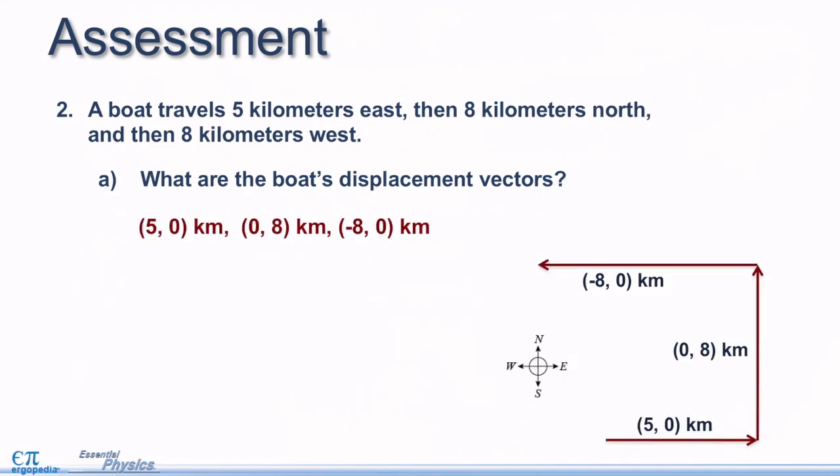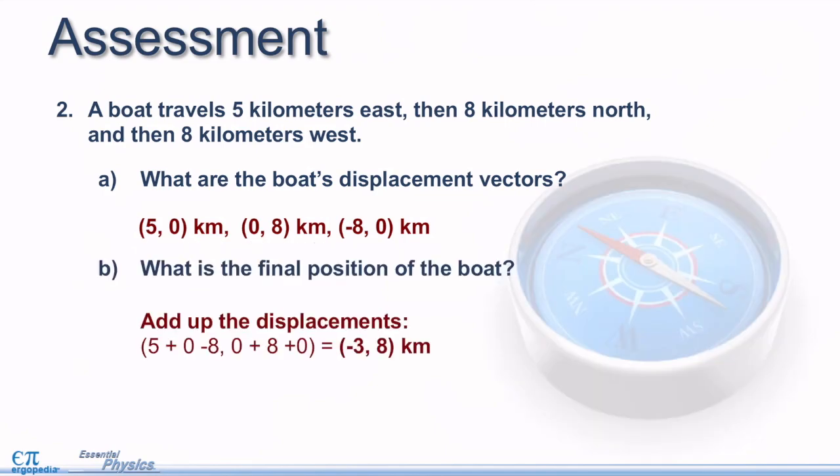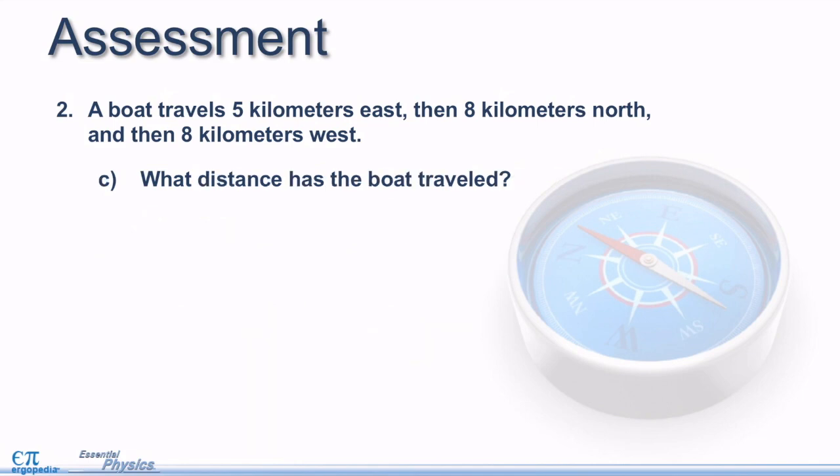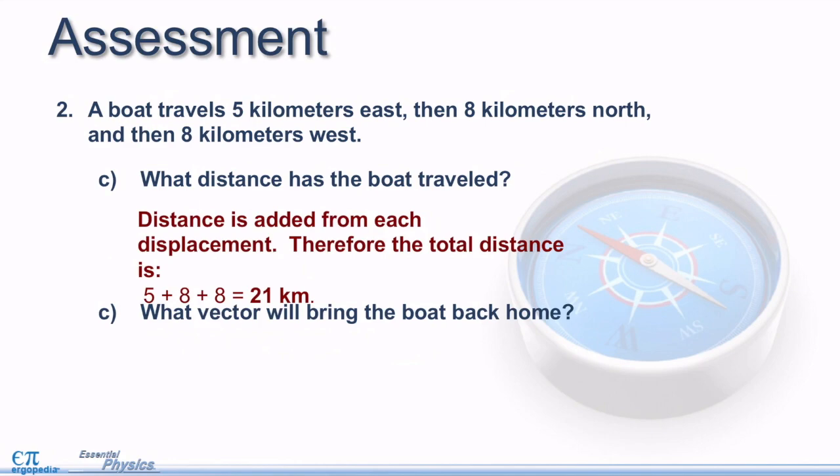So here we have the boat's displacement vectors. We have 5 kilometers east, 8 kilometers north, and 8 kilometers west. The final position of the boat is going to be -3, 8 kilometers. So the distance is added from each displacement. So therefore our total distance is going to be 21 kilometers. So again, that's just 5 plus 8 plus 8.